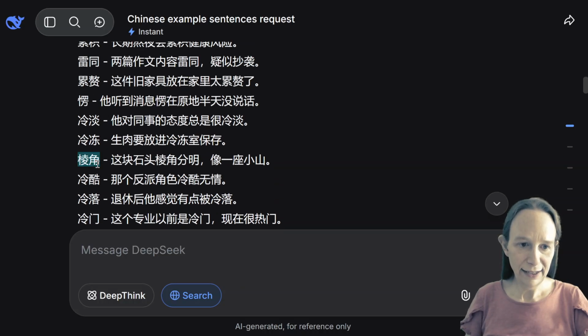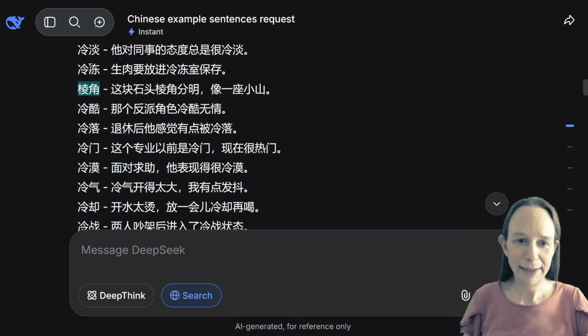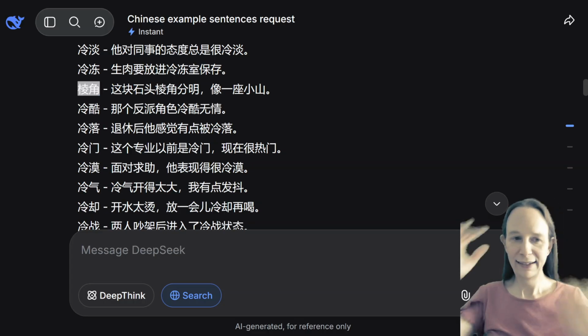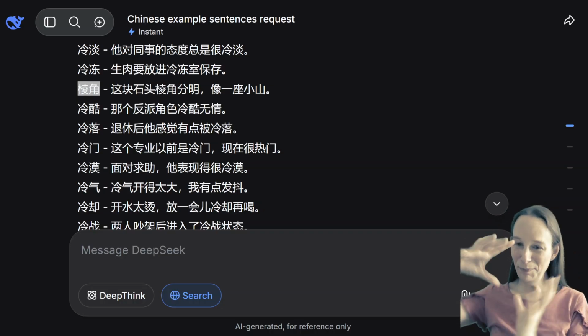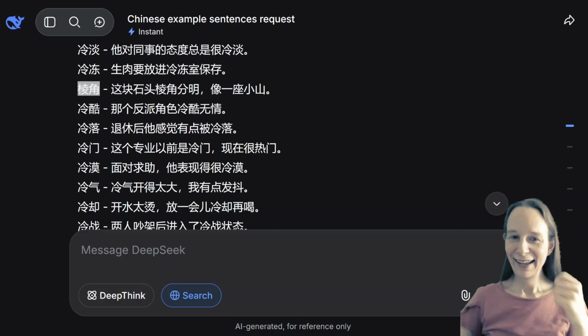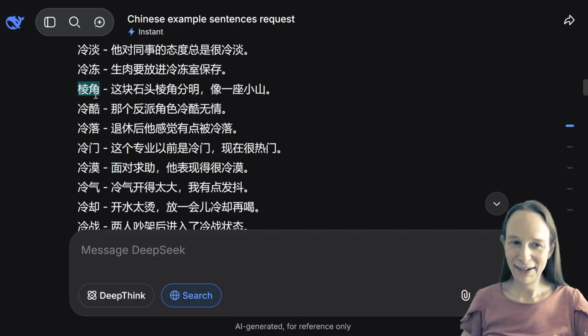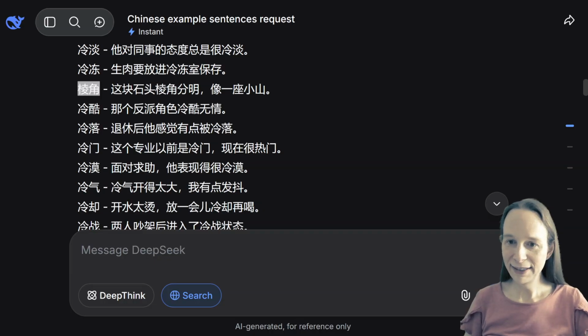Wait. 棱角. I think this is second tone 棱. It's a maths concept. 棱 in a polytope is an edge. So like a cube, it has edges, right? And 角 is corner. So I don't know why we've got both. 这块石头棱角分明，像一座小山. 棱角. It is 棱. Okay, so it is just edges and corners. All right, so these are maths concepts.